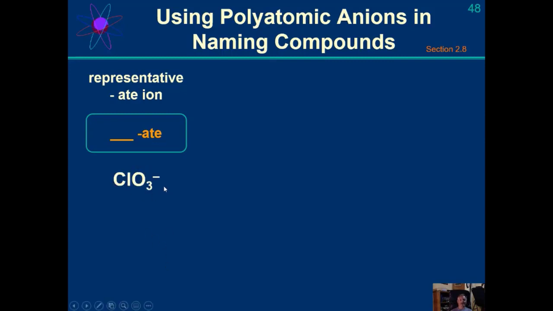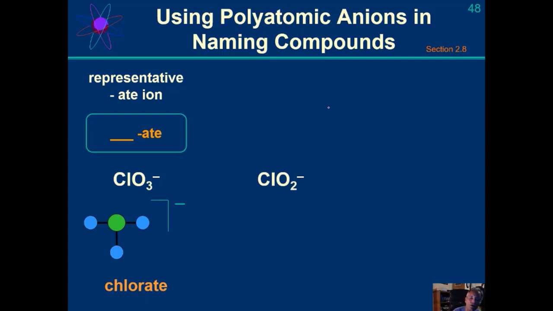It's a ClO3 with a -1 charge. This is somewhat of a Lewis structure for chlorate. You've got a minus charge on it, and we call it chlorate. Now, what happens if I reduce the number of oxygens? Notice that the charge doesn't change. The charge is still -1, but the number of oxygens has changed, and so the name is going to change.